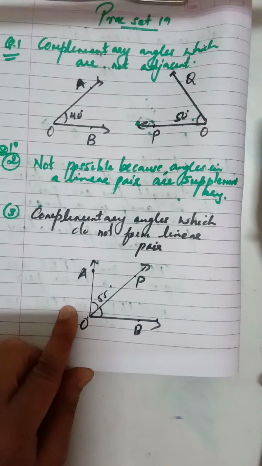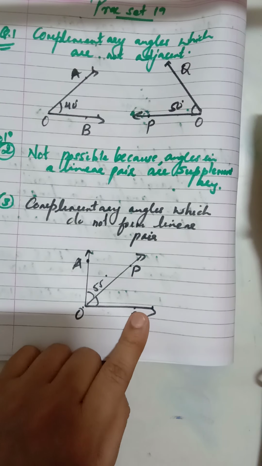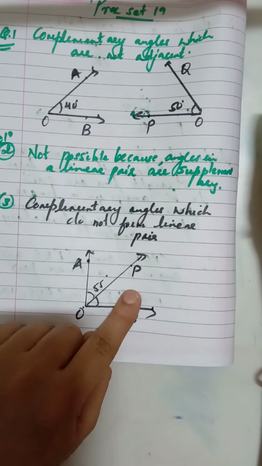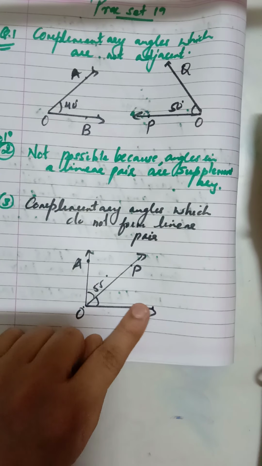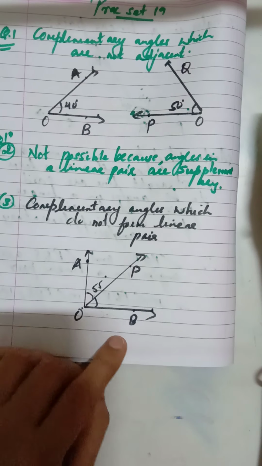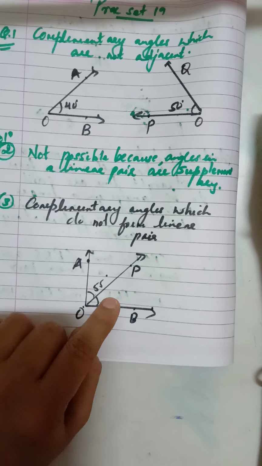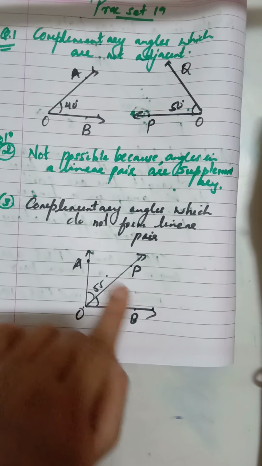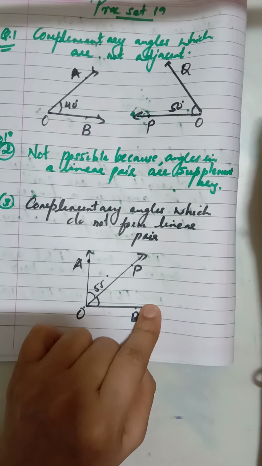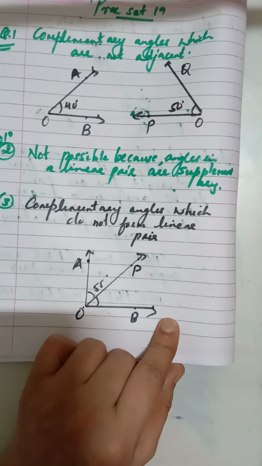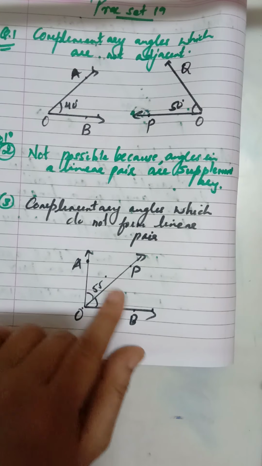So here I have drawn a figure, angle AOB, which is 90 degrees, and it is divided into two angles, angle AOP and angle POB. Suppose this is 55, then this will be 90 minus 55, right? And this full angle is 90 degrees. So complementary angle means 90 degrees. So our condition is satisfied, and it is also not forming a linear pair.